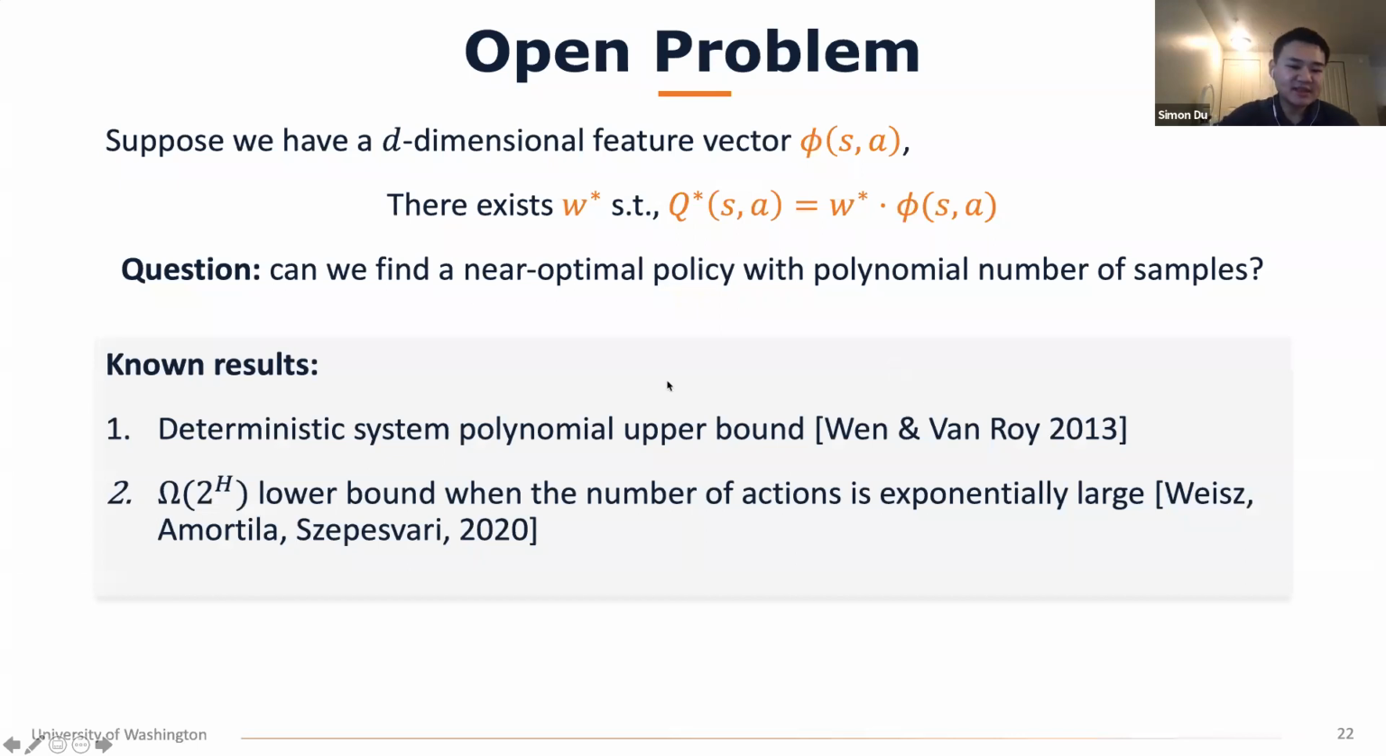There are some known results that in the deterministic system, there is a polynomial upper bound by Van Roy and colleagues in 2013. In order to prove a lower bound, you need some stochasticity in your hard instance construction. There's a very interesting recent work showing that if the number of actions is exponentially large, then you have an exponential lower bound. In their construction, they did use some stochasticity in their reward function. So this is the main open problem, and I know a lot of people have worked on this and failed. If you can solve it, it's a very big breakthrough.